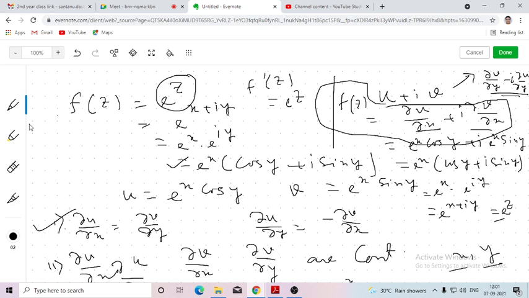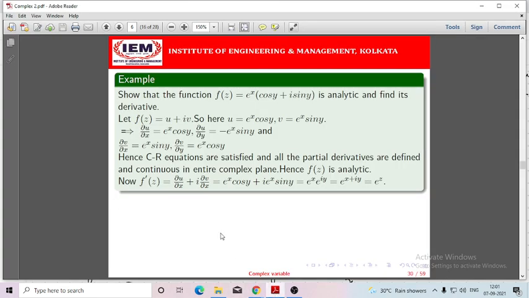Is that clear now? Is that clear now or not? Sir, clear. Clear? Yes, sir. Okay. Is it clear to all of you? Because this sort of problem will be given.